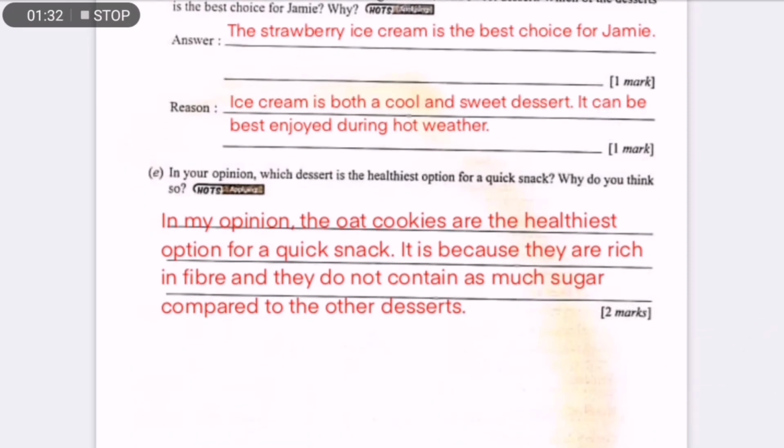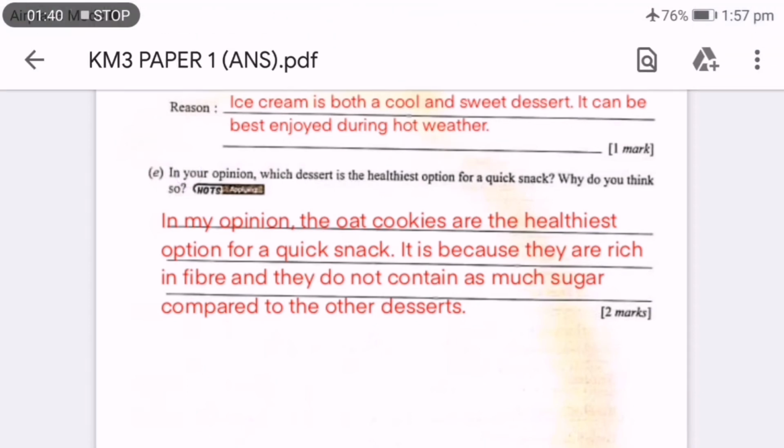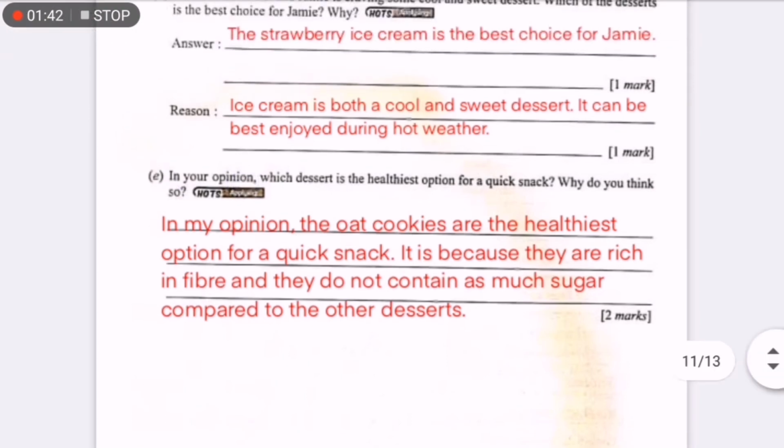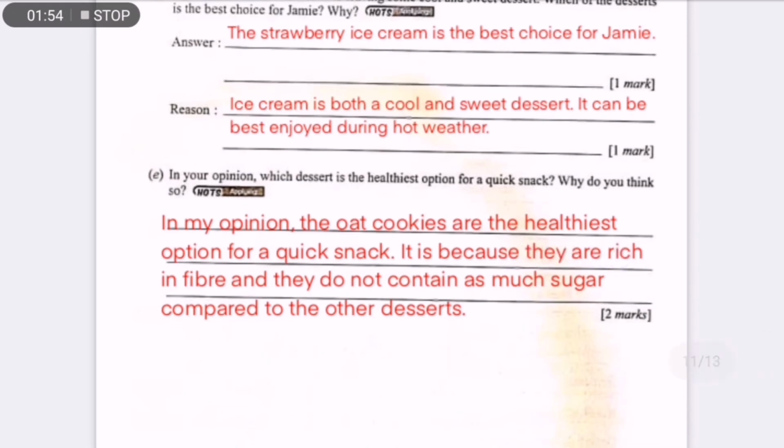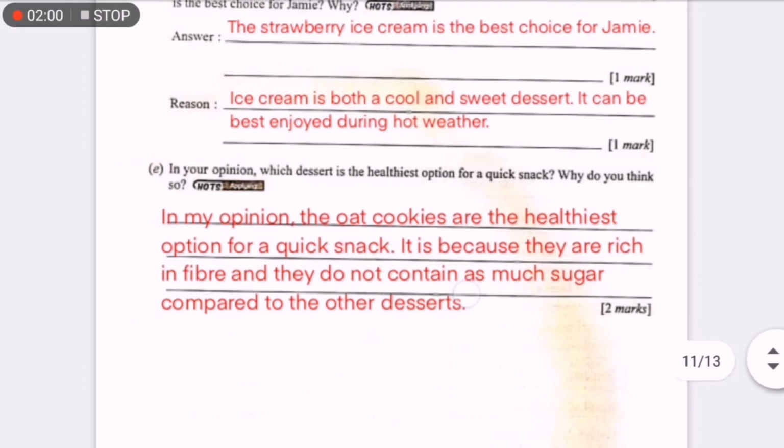In your opinion, which dessert is the healthiest option for a quick snack? Why do you think so? This is a 2 marks question, you must answer it. Over here it says in your opinion, so your answer must start with in my opinion, which one and why. So you get the 2 marks. In my opinion, the oat cookies are the healthiest option for a quick snack. It is because they are rich in fiber and they do not contain as much sugar compared to the other desserts. So over here is 1 mark, another one here is another mark.